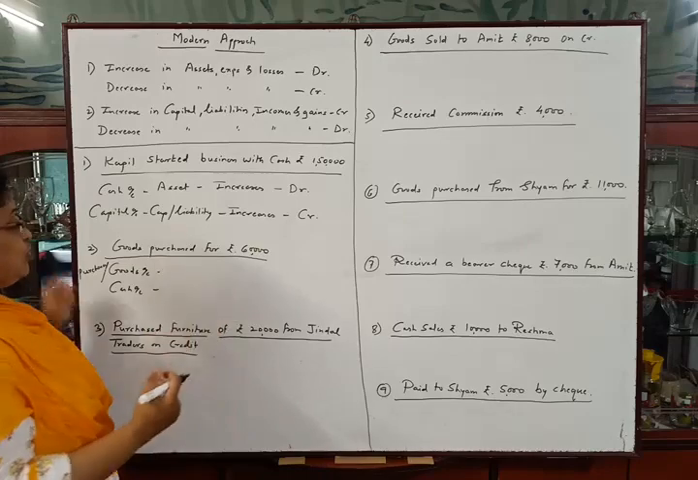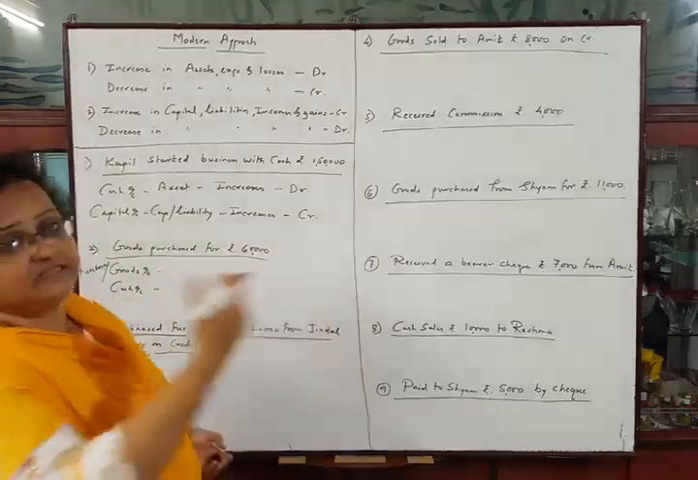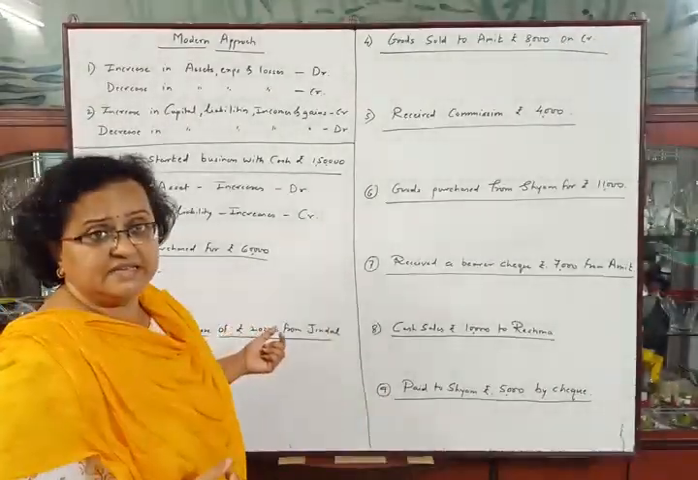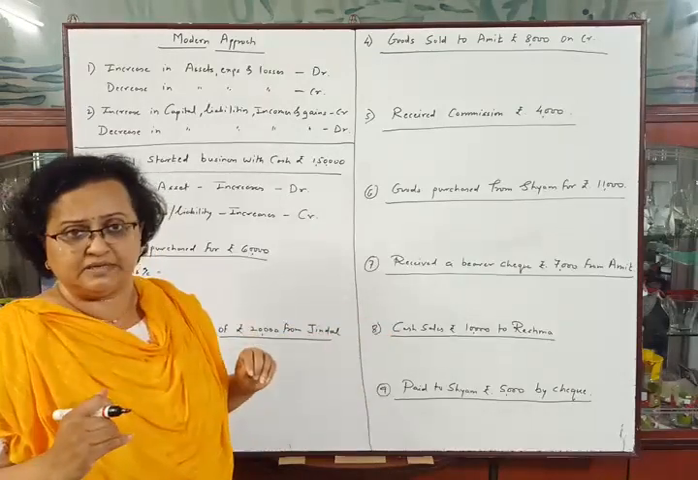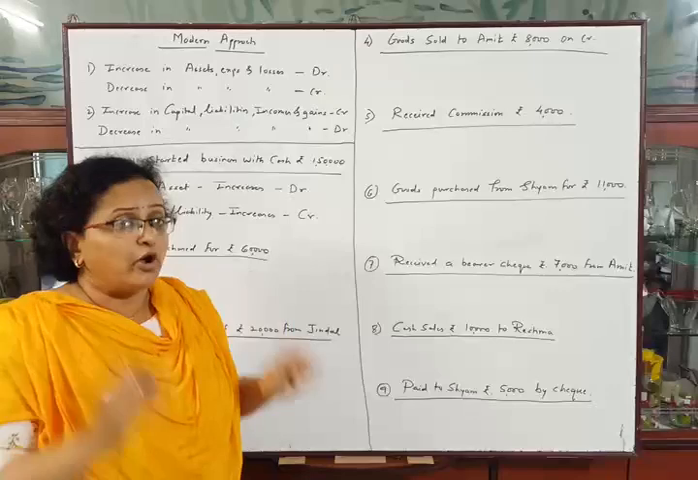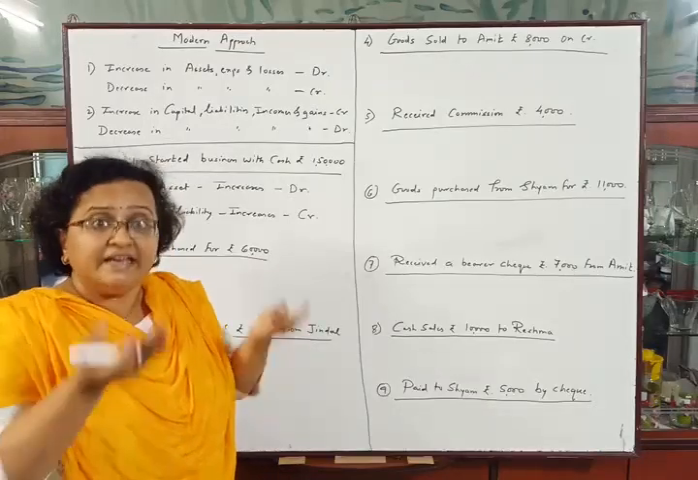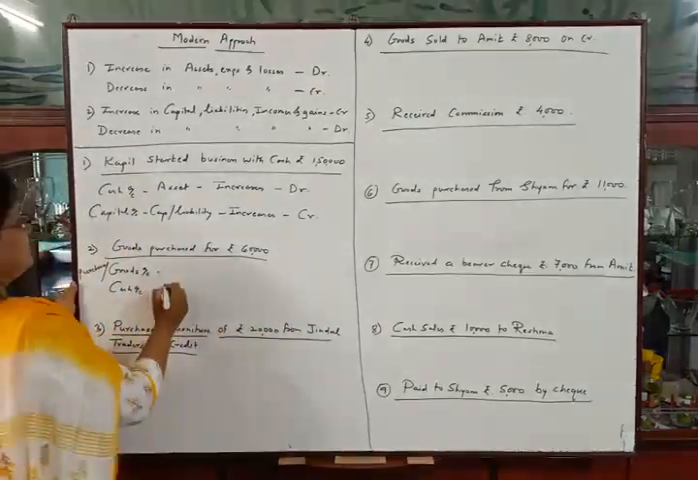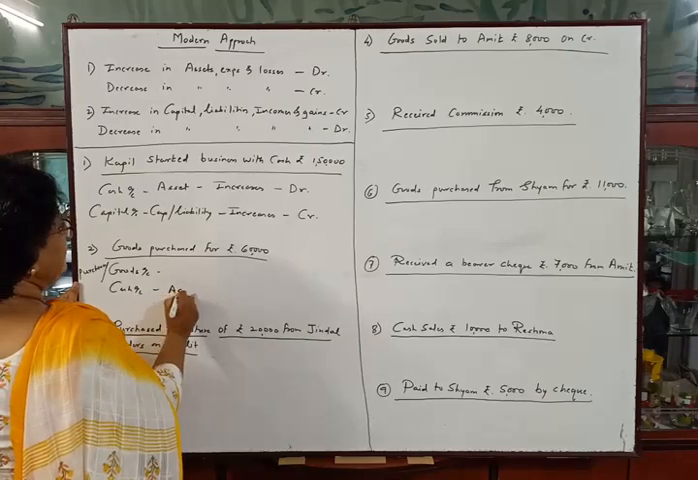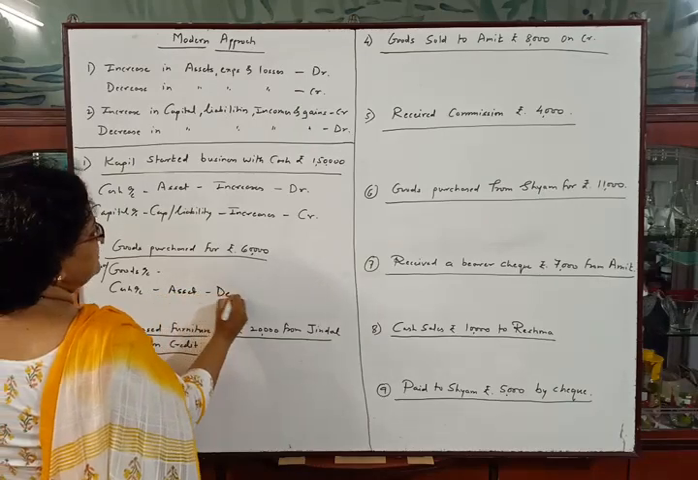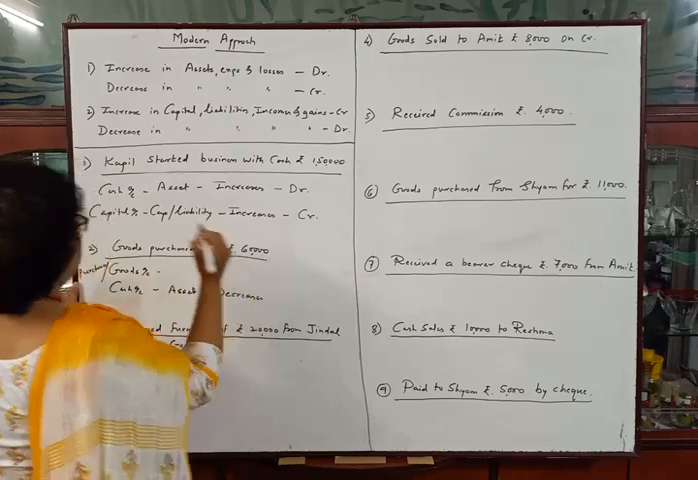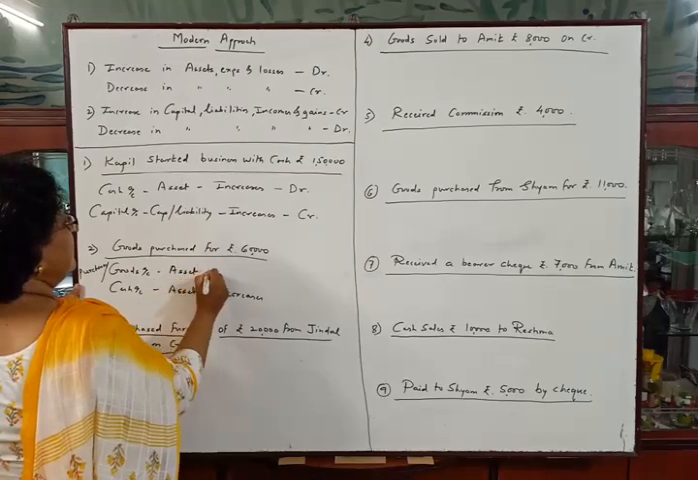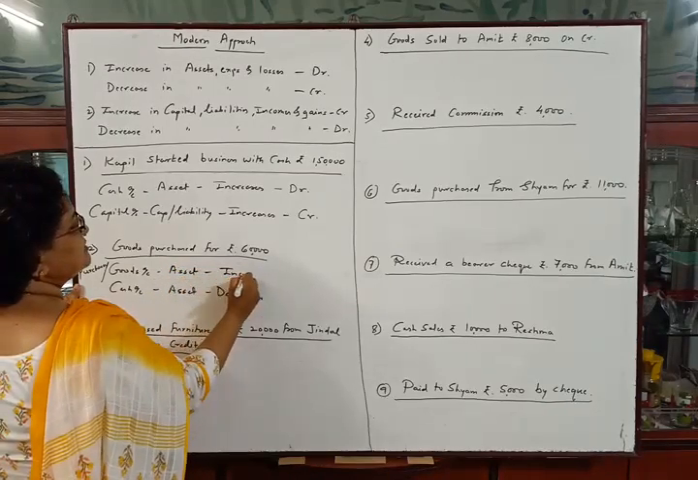We are purchasing goods by paying cash rupees 60,000. It means cash is going out from the business and goods are coming into the business. So from the point of view of business, cash is decreasing and goods are increasing. Cash is our asset and it decreases. Goods are also our asset and it increases.